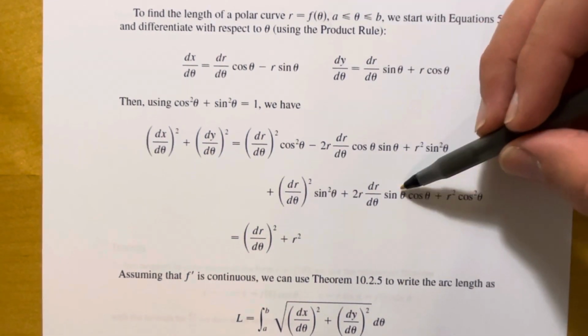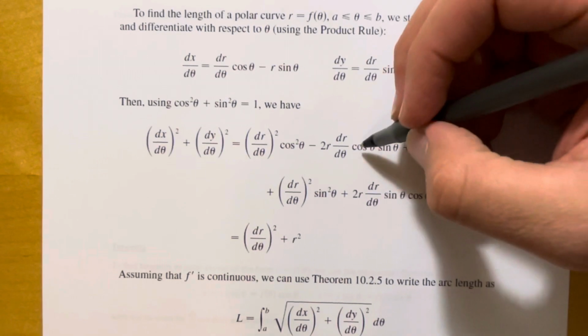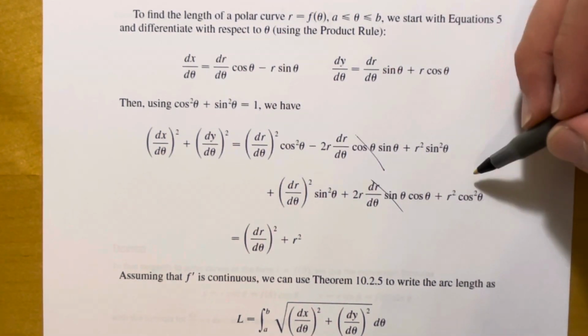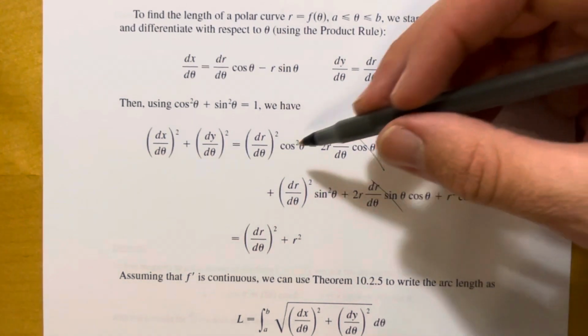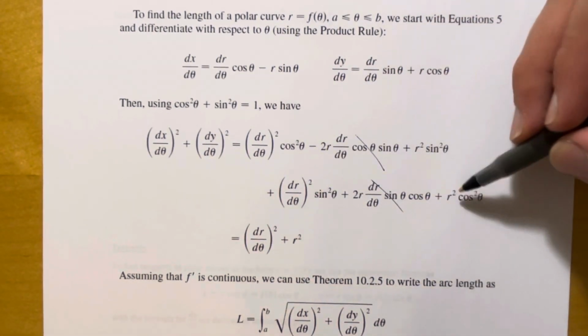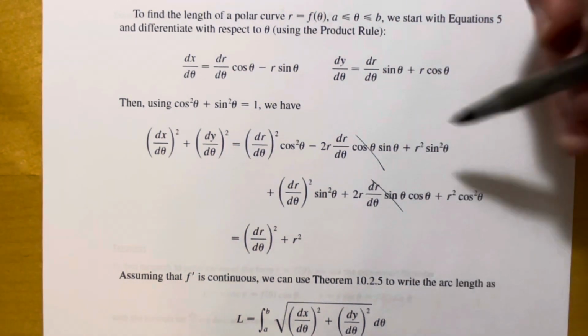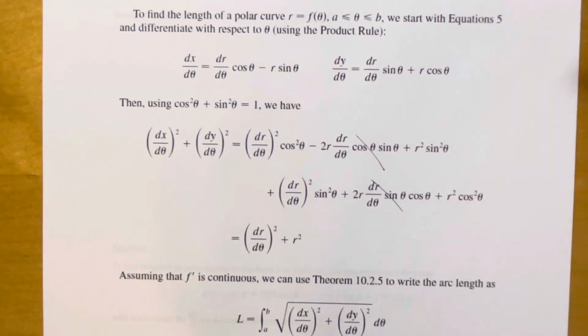These 2 terms look identical except one is positive, one is negative. These cancel each other. And then here, when I add r squared sine squared plus r squared cosine squared, something similar happens where I can factor the r squared out and I have sine squared plus cosine squared, which is just 1, times the r squared that I had in the beginning, I get r squared there.